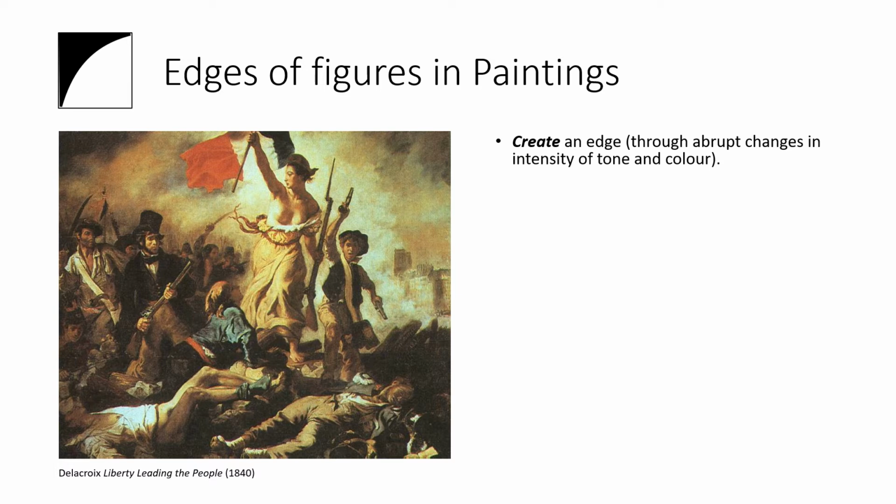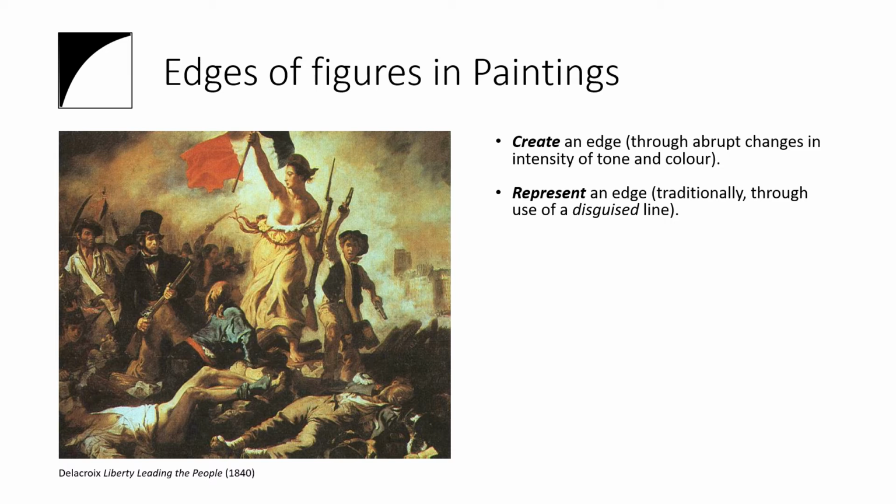Now, the second way that painters can achieve a clear edge is to represent an edge by use of a line. The boy to the right of Liberty, the one holding a pistol, Delacroix has represented the edge of his raised arm with a line. Now, what matters here is that traditionally, where painters represented an edge using a line, it has to be disguised in some convincing way. The line can't appear to be simply drawn.